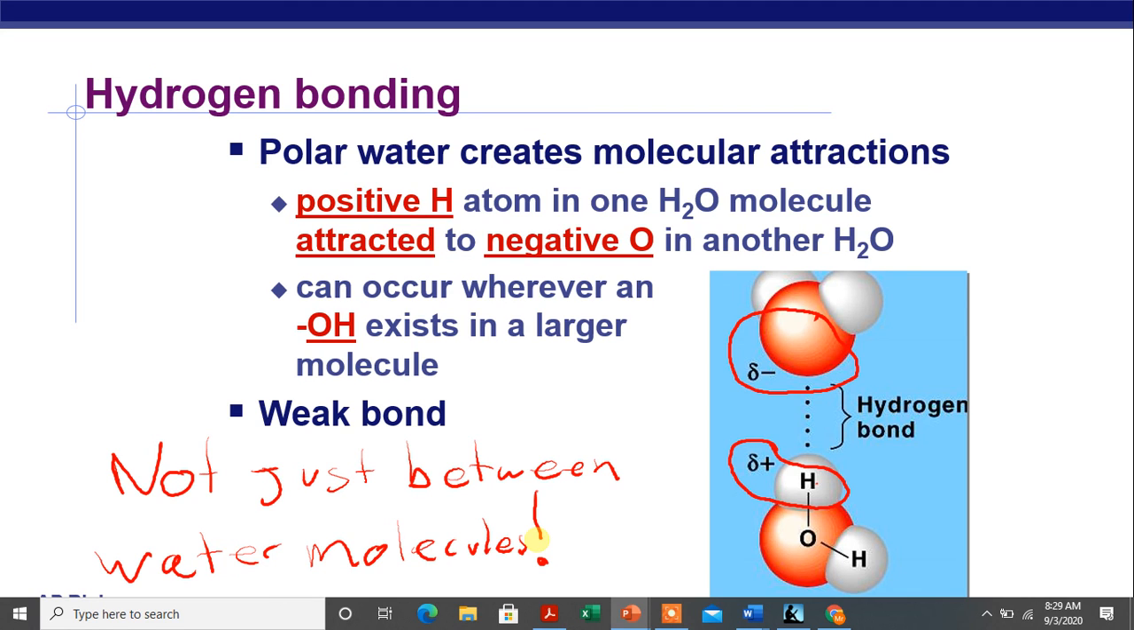The reason that these hydrogen bonds are so important, that I was leading up to ending on this slide for today, is hydrogen bonds give rise to all of the important properties of water. And the properties of water are what we're going to talk about next time.